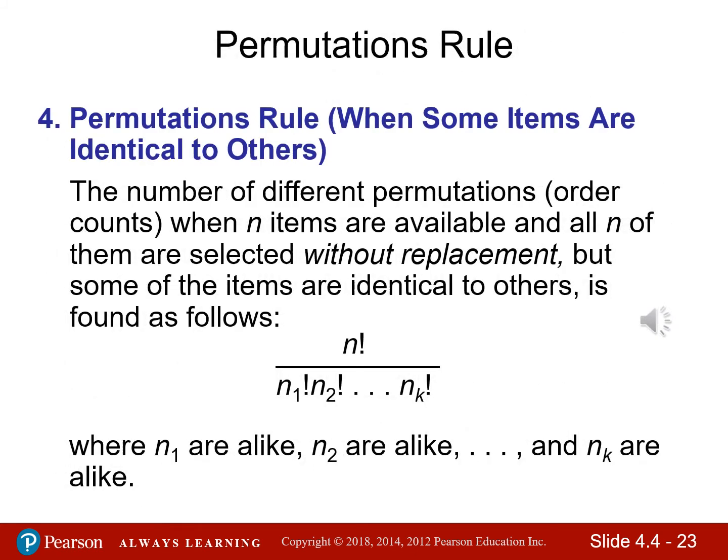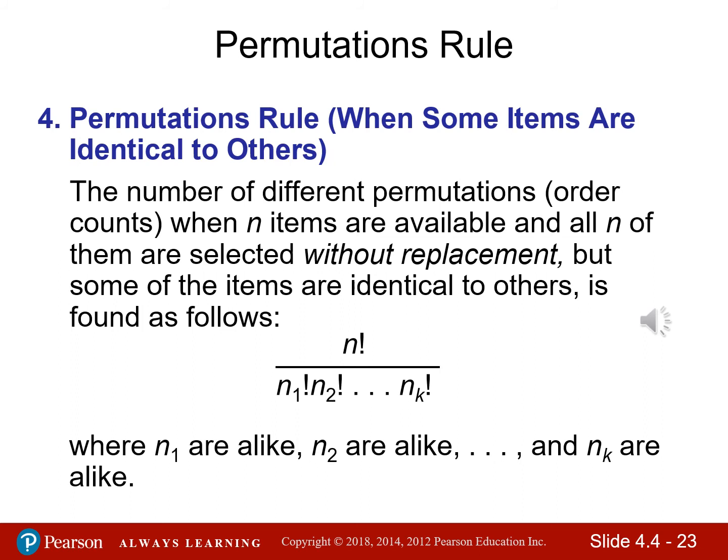Note, we have 2 different ways to consider the permutation rule. The first is when all of the items are different. The second way we can look at the permutation rule is when some of the items are identical to each other. Let's consider the permutation rule when some of the items are identical to others.